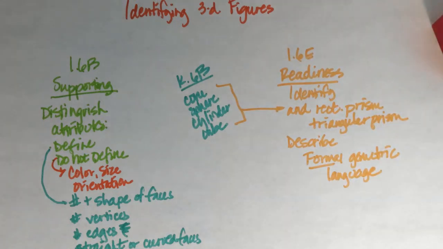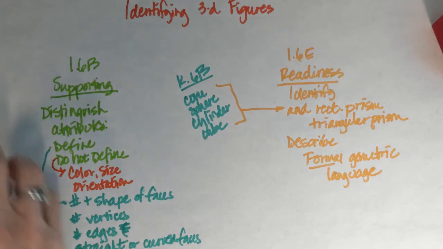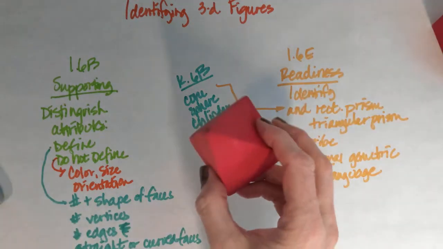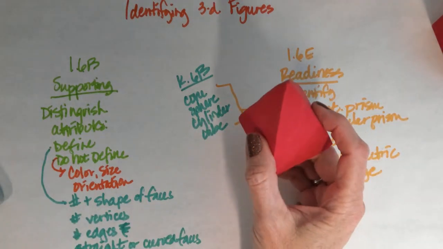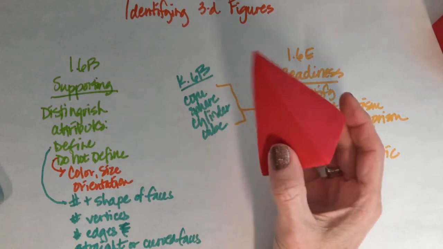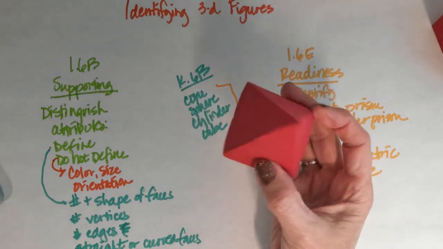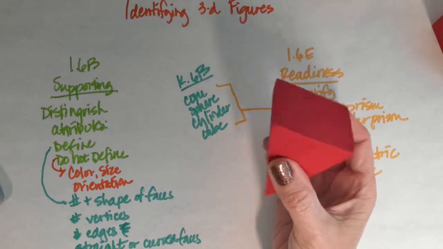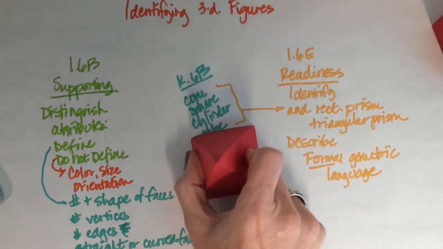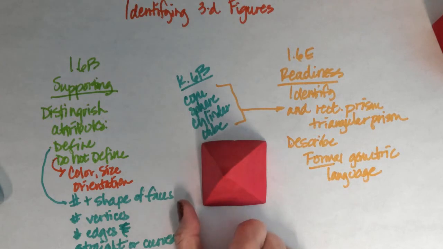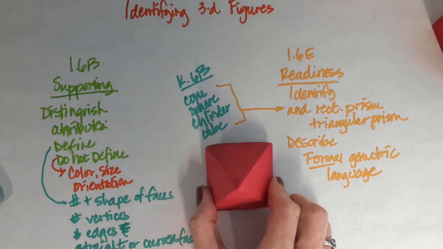So there are a few important things that I want to talk about. First of all, in almost every geometric manipulative set I've ever seen, it includes this figure. This is a pyramid. We don't do pyramid in first grade. We do prisms, but we do not do pyramids.